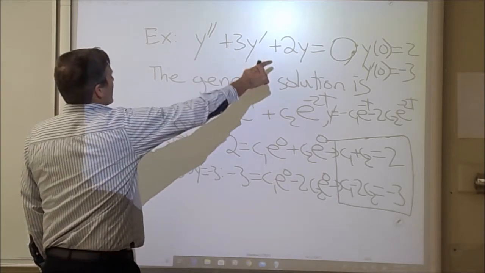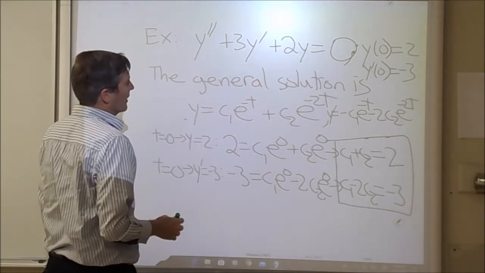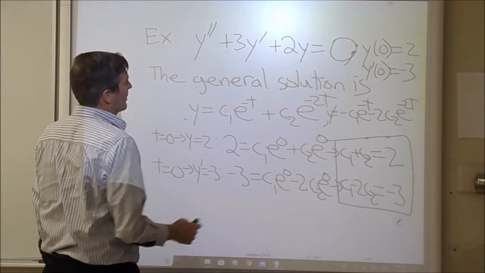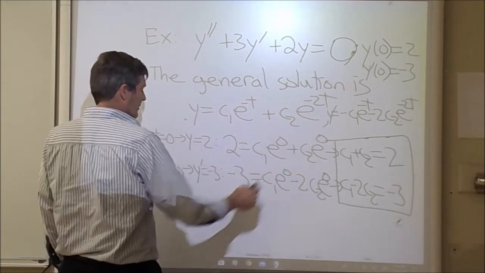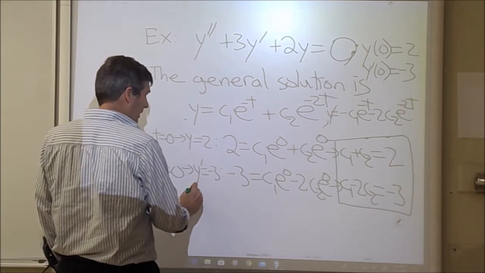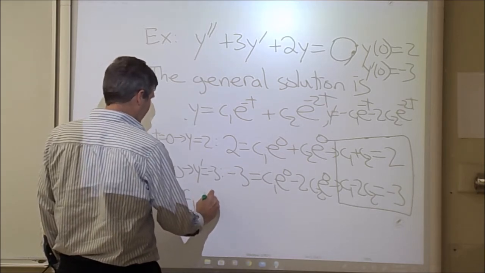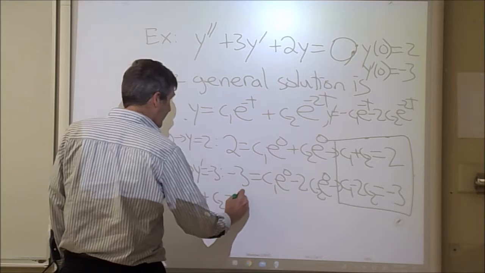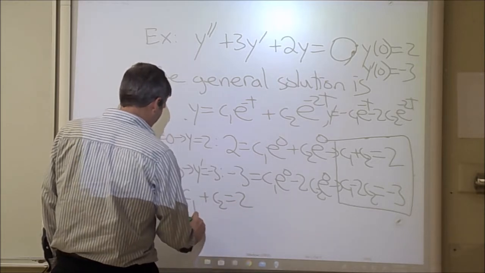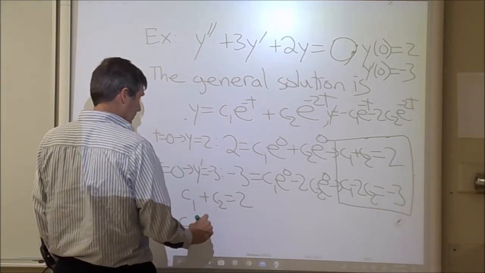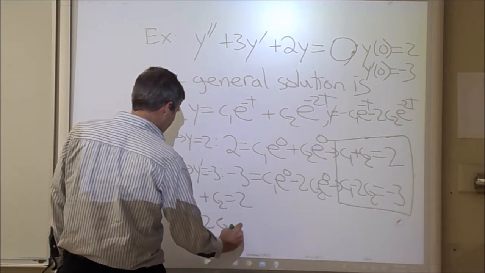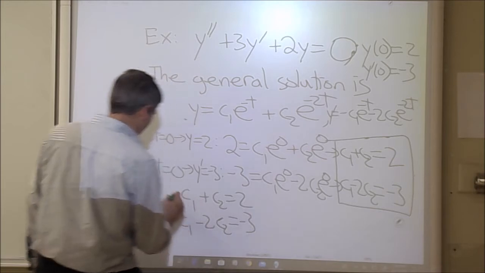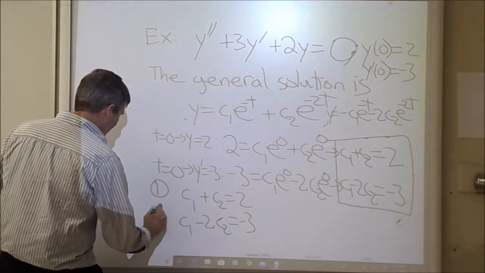So a second order equation gets two initial values, one for y and one for y prime at the same value of t. And here's the system of equations. How can we solve that? Well, a nice way is to write them in this form. c1 plus c2 equals 2. Put the like numbers c1 and c2 over each other. c1 minus 2 c2 equals negative 3. Call it equation 1 and equation 2.